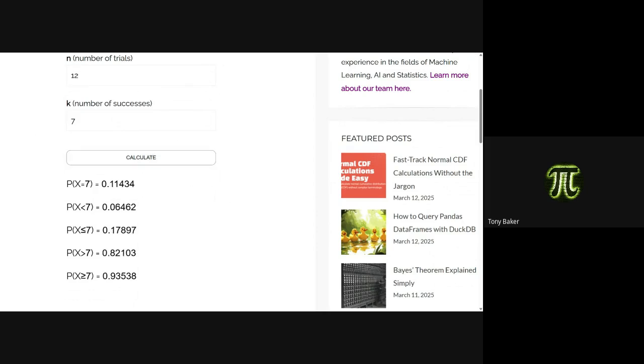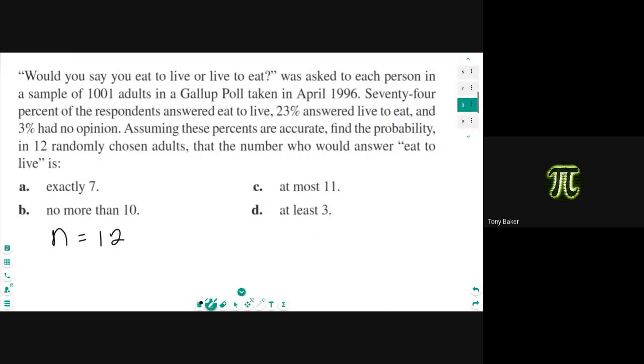All right, so that's the number of successes. And I always forget to ask this question. Is this a binomial experiment?